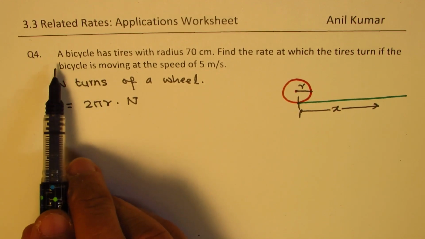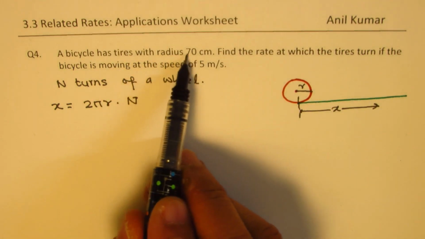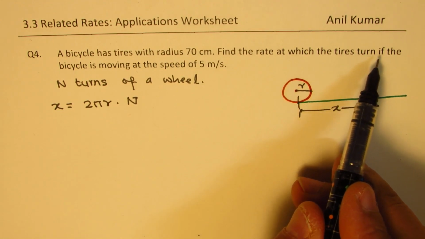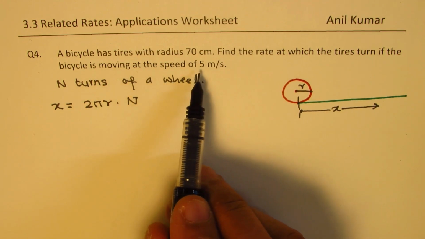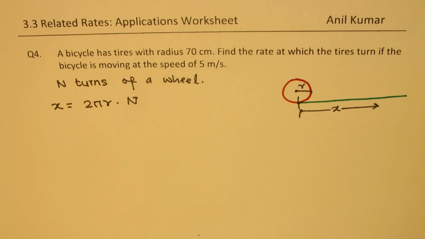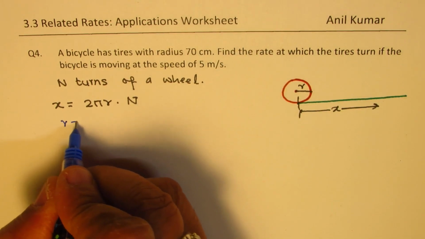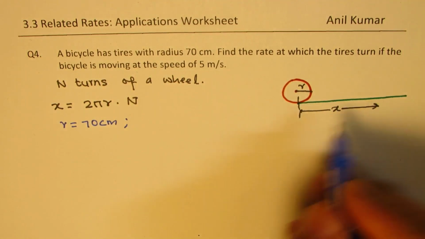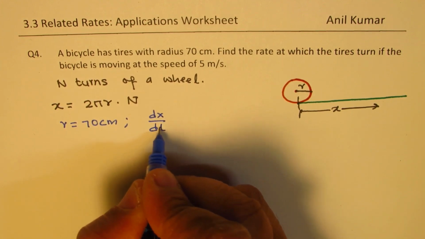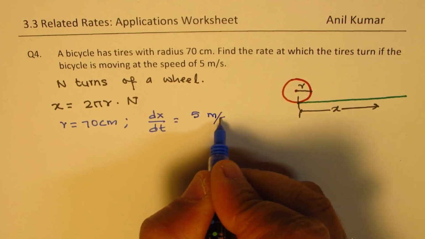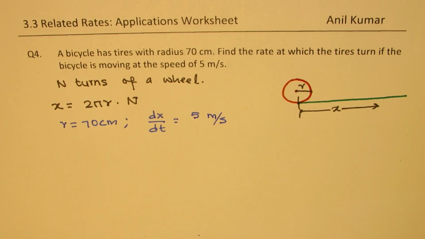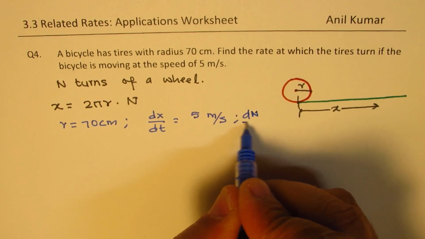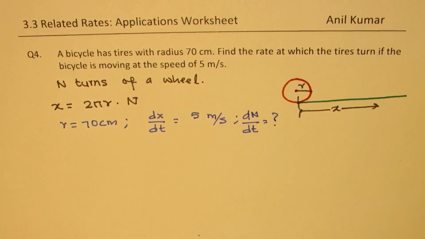Now let's read the question once again. It says, a bicycle has tires with radius 70 centimeters. Find the rate at which the tires turn if the bicycle is moving at the speed of 5 meters per second. So here we are given that the radius is 70 centimeters, and we are also given that moving means change in distance, right? So it is dx/dt, which is 5 meters per second. So that is given to us. We need to find the rate at which the tires turn. So in our case, dn/dt, right? This is what we need to find. Is that clear to you?